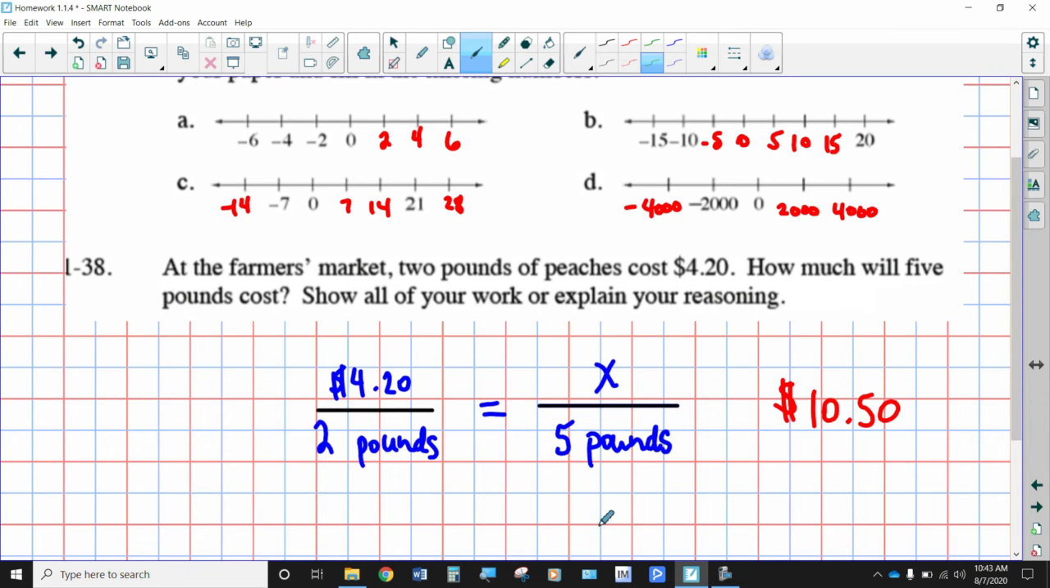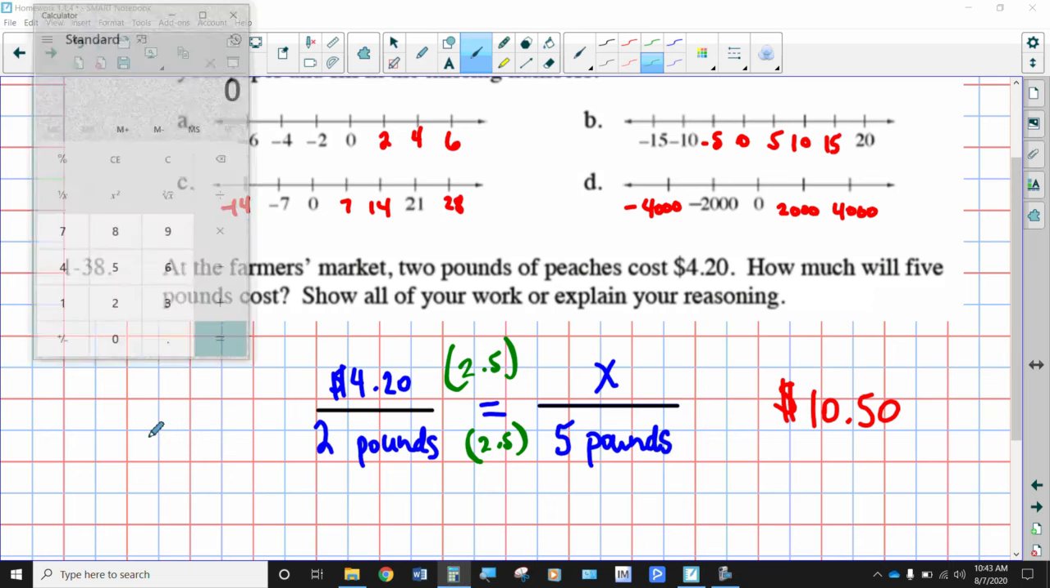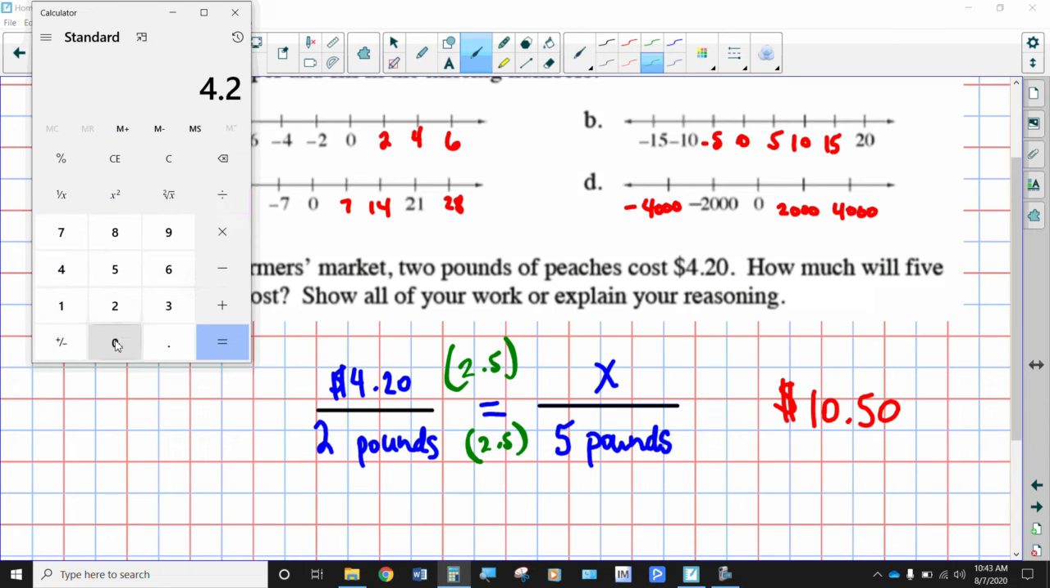And here's another proportional reasoning type of problem. At the farmer's market, 2 pounds of peaches cost $4.20. How much would 5 pounds cost? So you can do this by looking for a giant 1. What do you multiply times 2 to give you 5? That would be 2.5, correct? So if we multiply $4.20 times 2.5, this will give us our answer. Let's just verify that. $4.20 times 2.5 is $10.50.